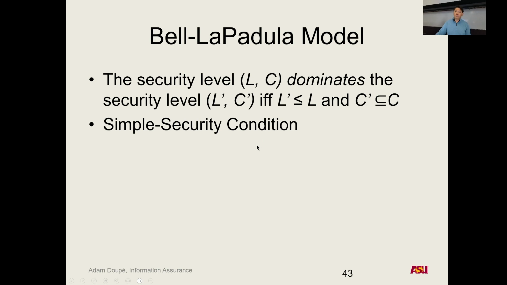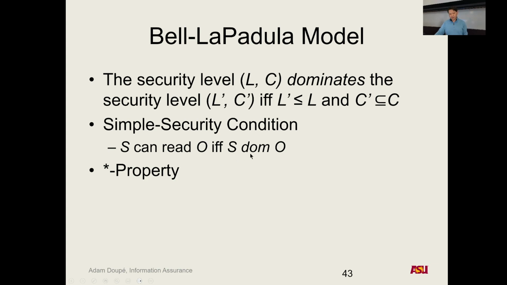The simple security condition, the SS property: S can read object O if S DOM O. This DOM means this line, the first line. So L prime and C prime can be equal or less than, and a subset of, the object. In the case that the simple security condition is satisfied, S can read object O, because the subject dominates O.